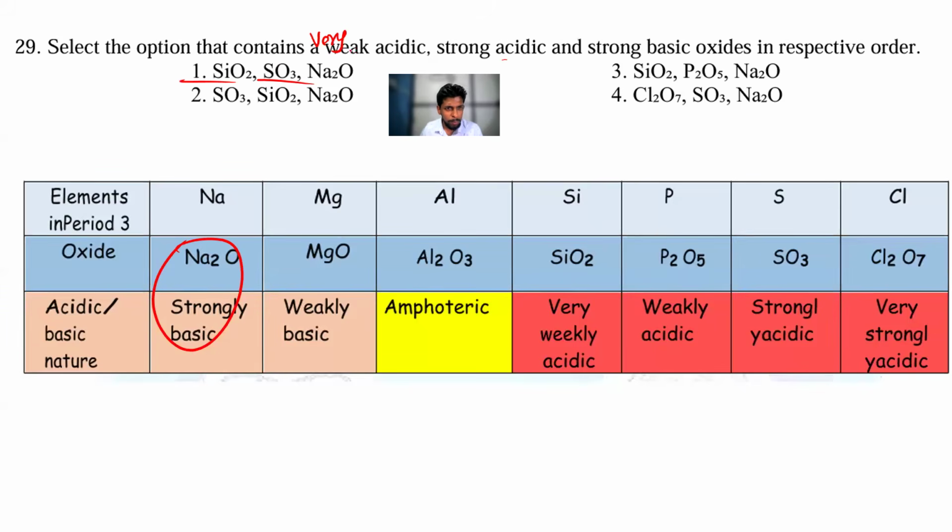Well, do a small change here. Very weak, right? We can add the term very weak because we don't have any other answers. See, the fourth one, that is wrong. And SiO2, that is weak, very weak. P2O5.